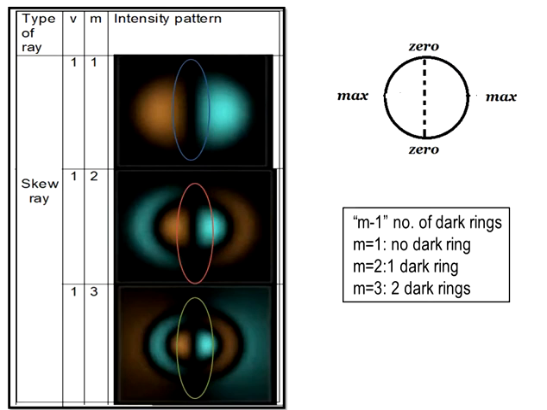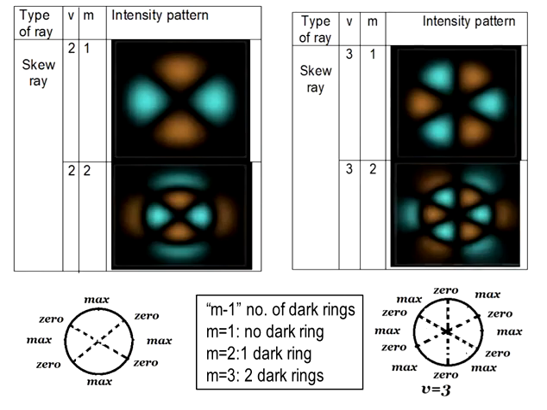Let's consider a few more values. When V equal to 2, there will be 4 maxima. So the pattern will look like this. This is 0, this is 0 and all other points are maxima points. So maxima 0, maxima 0, maxima 0, maxima 0. And since m equal to 1, there is no dark ring.